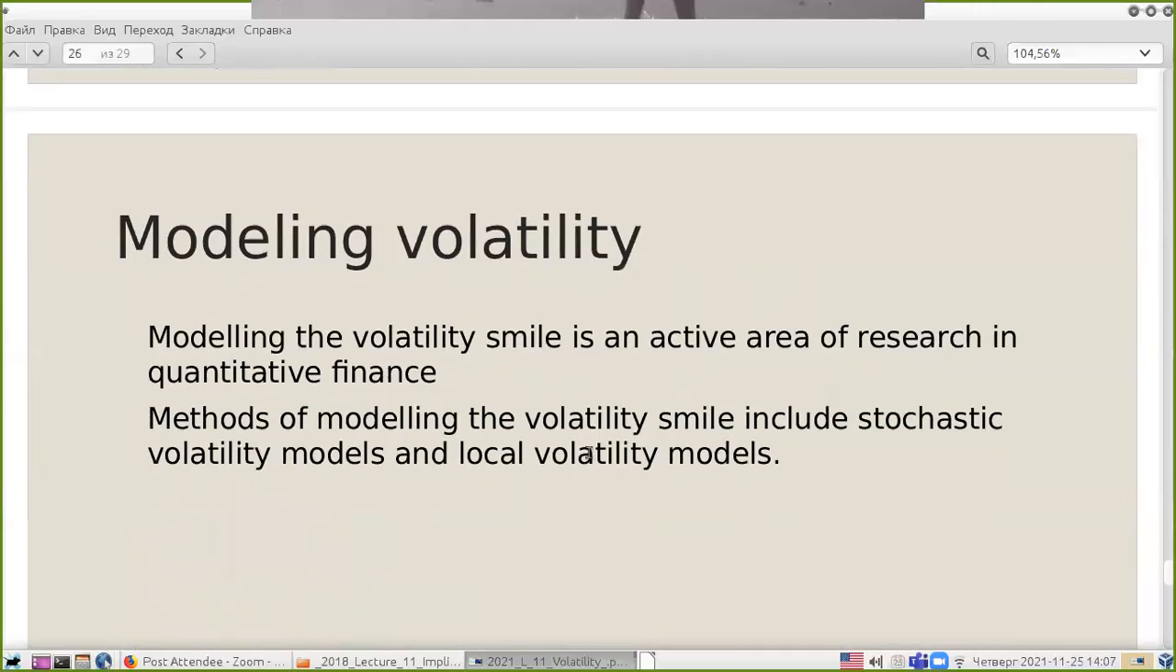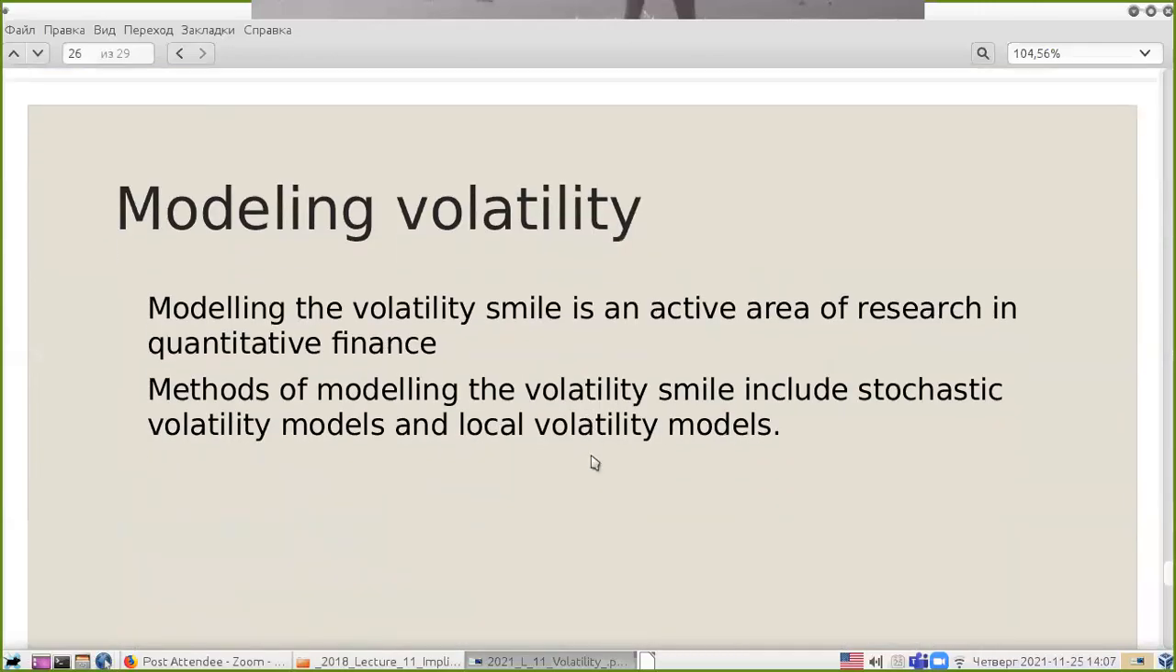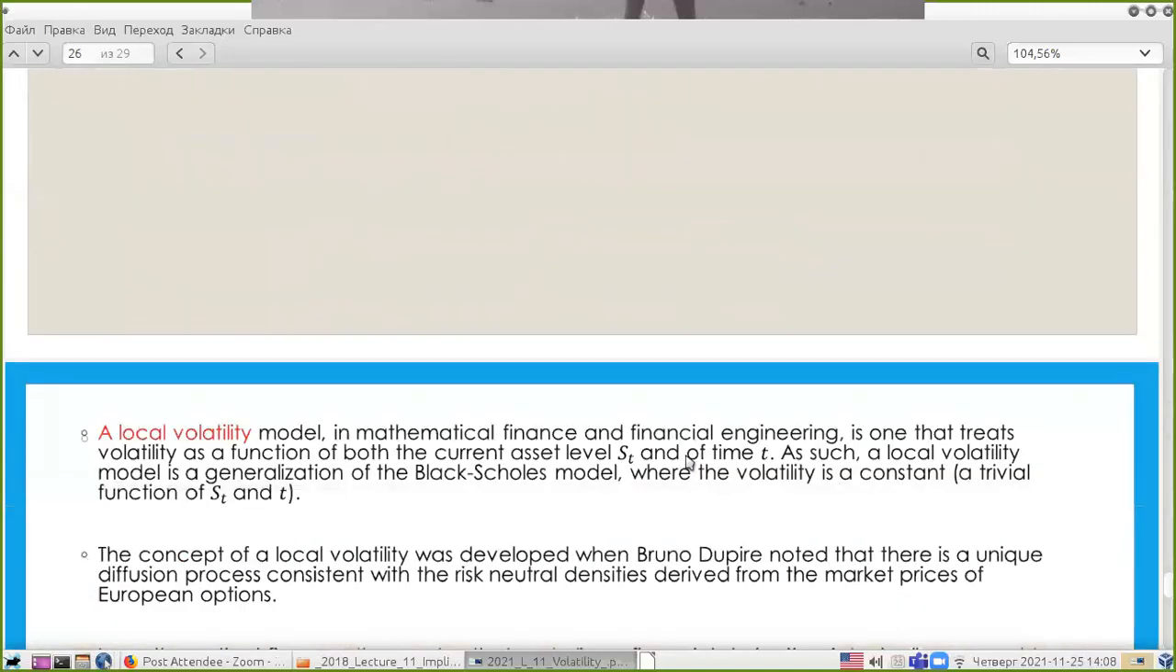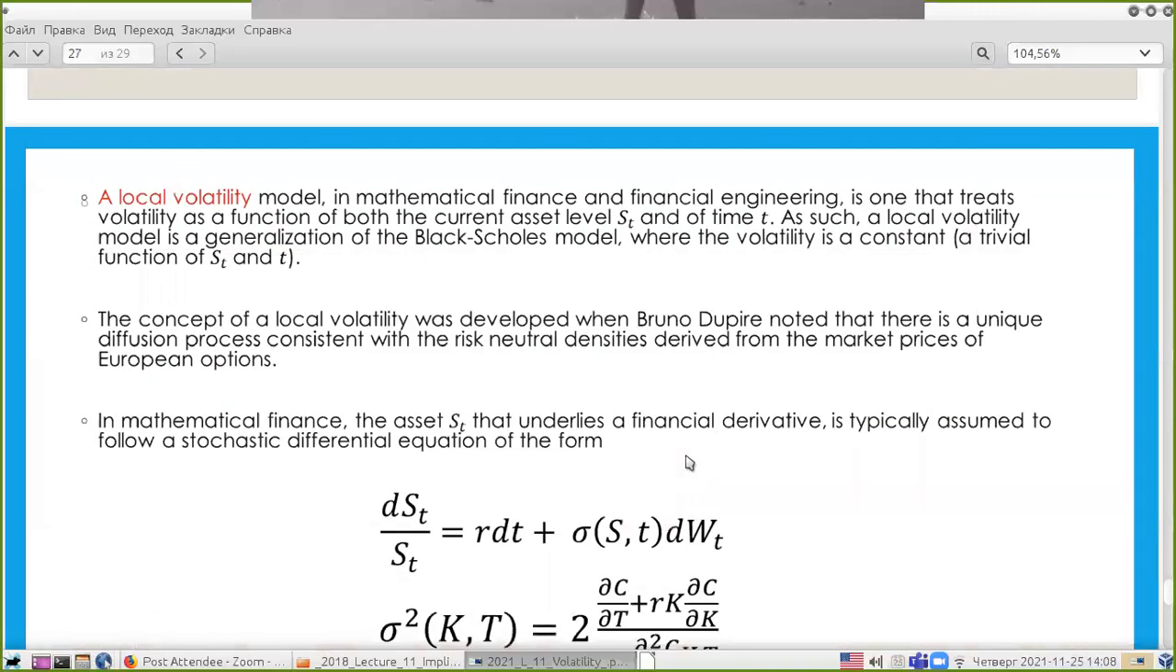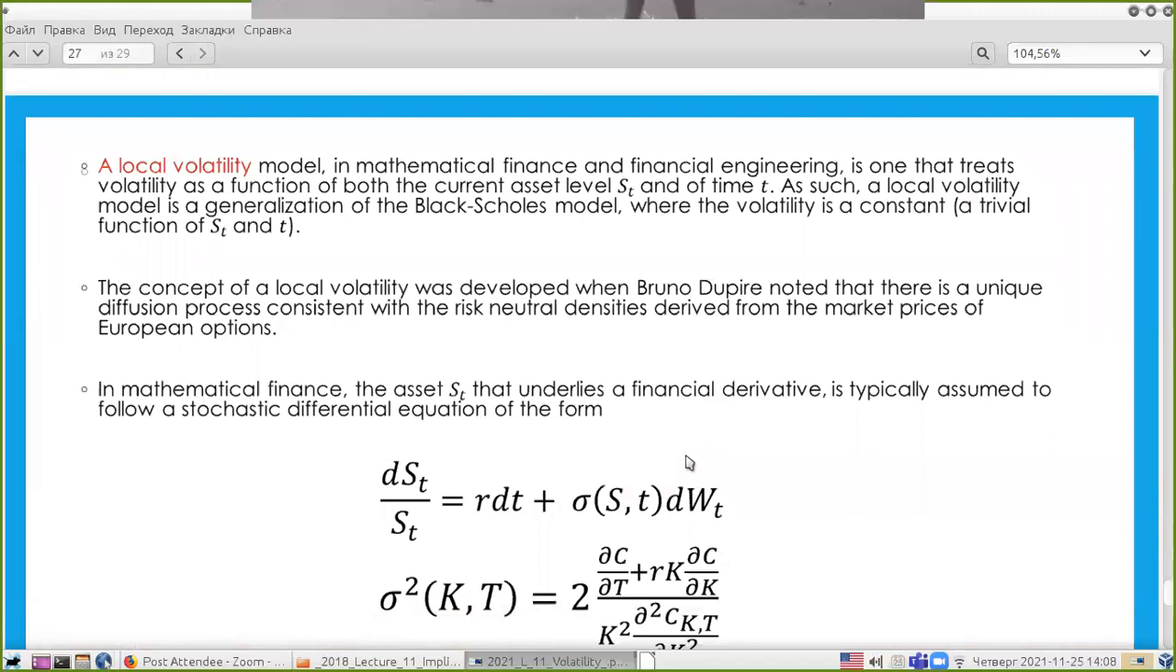And now, what can we do with this? How can we model volatility? Modeling the volatility smile is an active area of research in quantitative finance. Methods of modeling the volatility smile include stochastic volatility models and local volatility models. And I can explain about this.